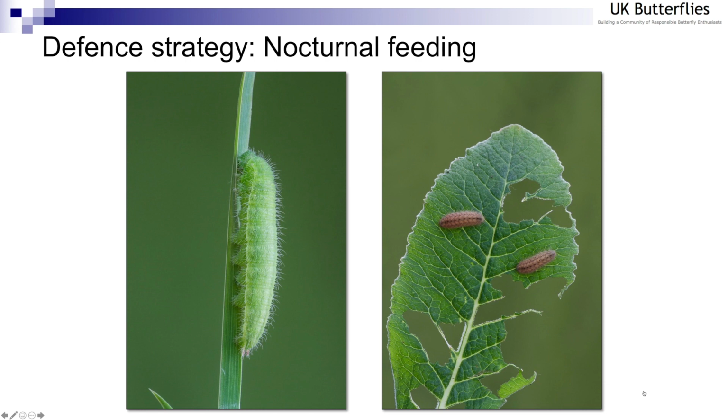And a final defense strategy, and this is a bit like remaining out of sight to some degree, is feeding nocturnally. On the left-hand side here is the very hairy meadow brown larva on a grass blade. On the right-hand side, a couple of Duke of Burgundy larvae feeding on a leaf of primrose, with the characteristic feeding damage that they leave there. And during the day, both species will remain very much at the base of the food plant, tucked away, out of sight and out of harm's way.